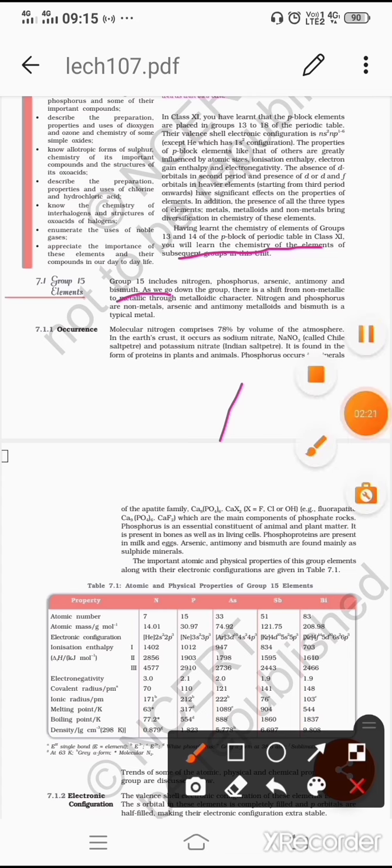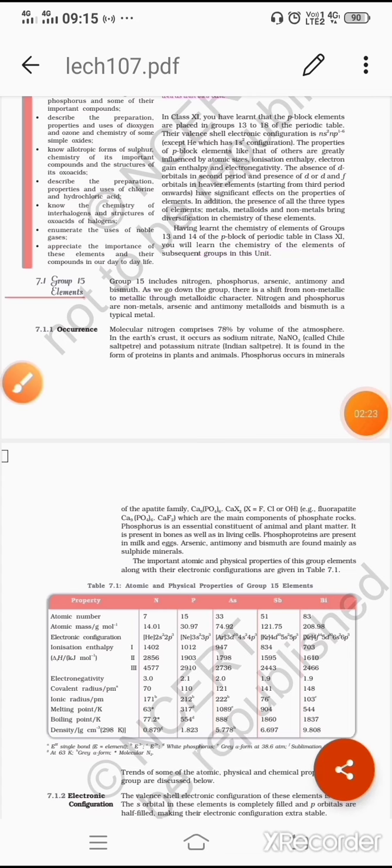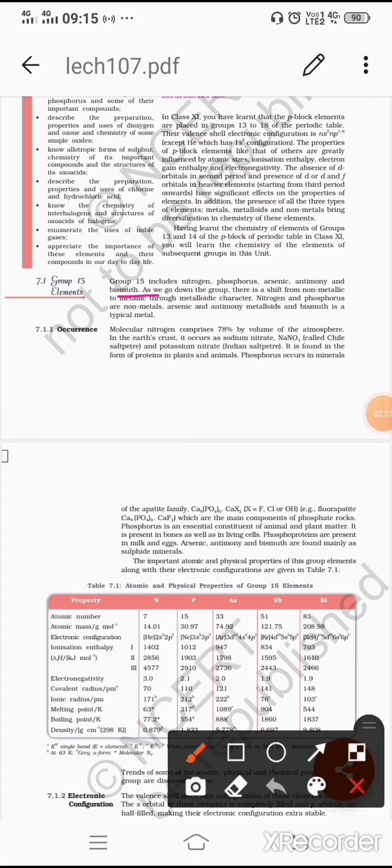What are the elements present in group 15? Group 15 includes nitrogen, phosphorus, arsenic, antimony and bismuth. Before proceeding with the chapter, we must know the element names, so once again: nitrogen, phosphorus, arsenic, antimony and bismuth. When we move down the group, the non-metallic properties decrease from nitrogen to bismuth.